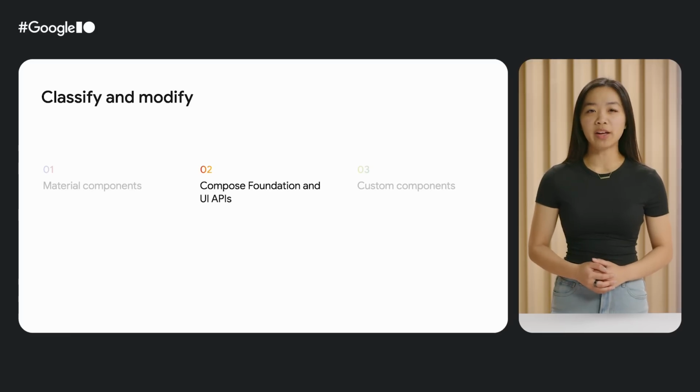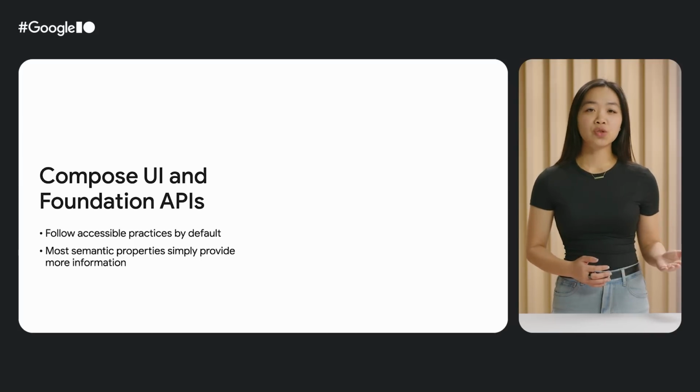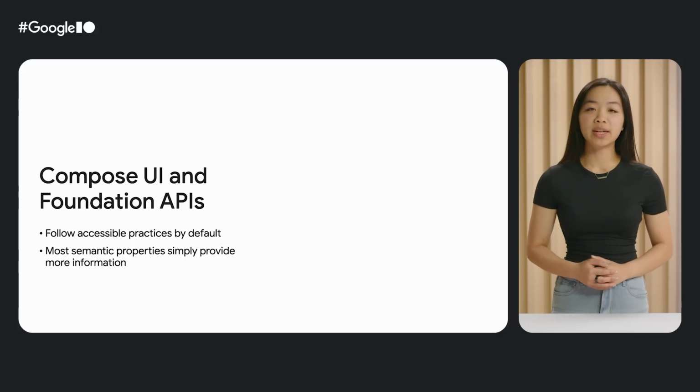Similarly, in Compose UI and Foundation APIs, many accessible practices are also followed by default. Using the right APIs for the right purpose usually means you get predefined semantics that cover standard use cases, but you should double-check that these defaults fit your needs. If it isn't enough for some cases, Compose also provides the tools to adjust for more specific requirements. Most semantic properties are a way to simply provide additional information. Setting something like a content description or a state description provides more metadata about a UI component to services that consume semantics.